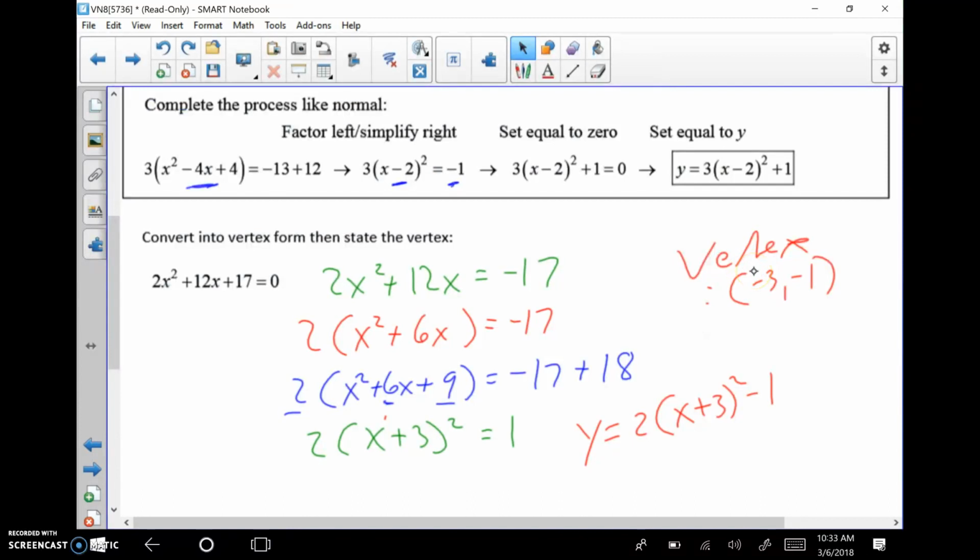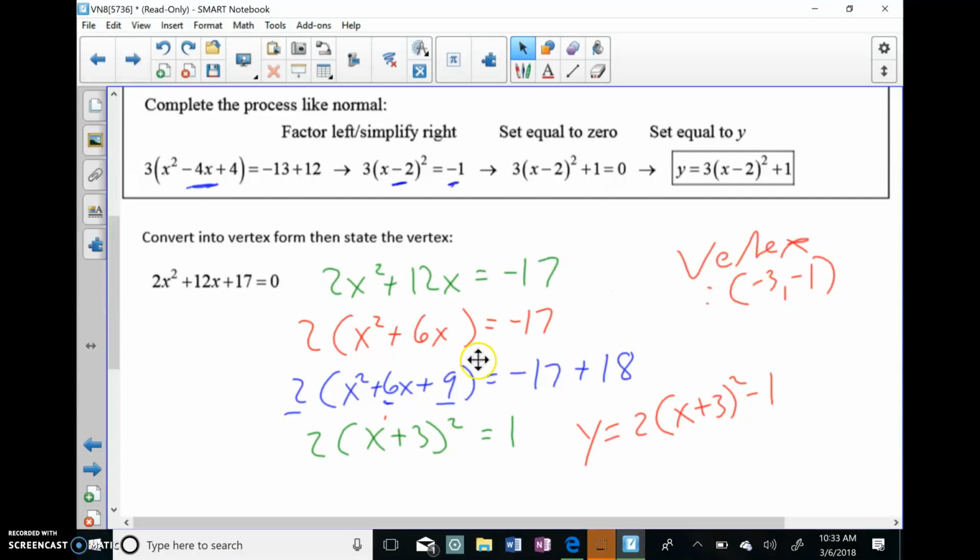All right, guys, so that's it for using completing the square to get into vertex form.